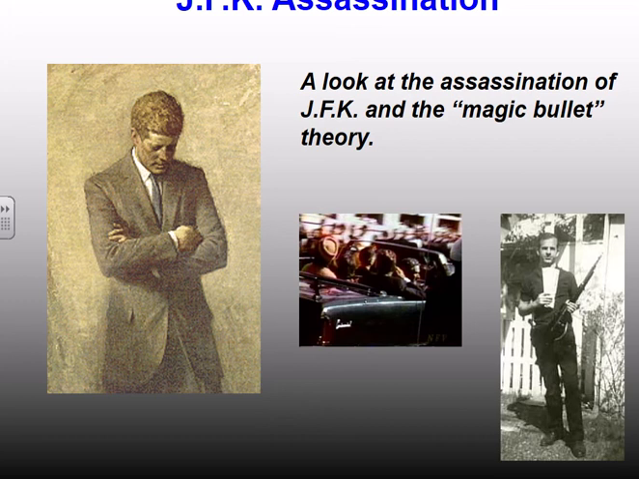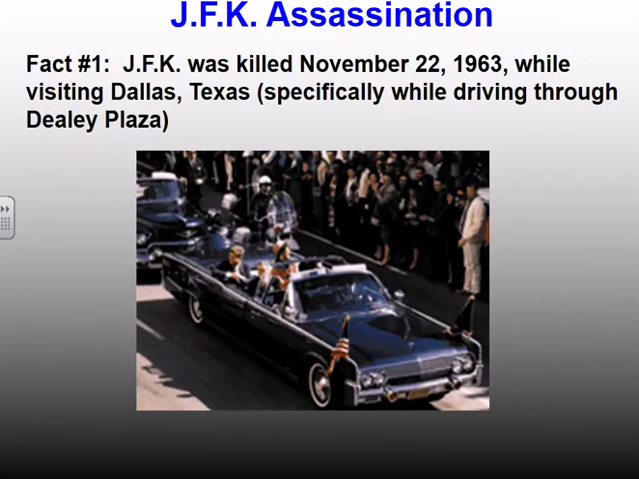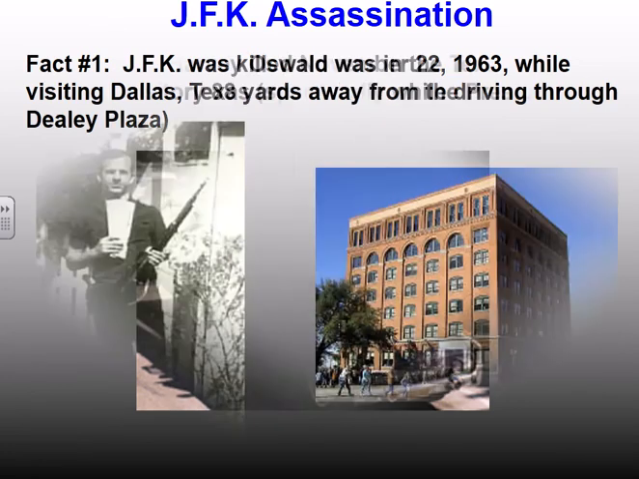So again, the magic bullet is basically trying to explain how three bullets, one of which entirely misses, can do all the damage that it does. But we're going to take a step back and say, let's look at what we know for a fact. We know JFK was killed November 22nd, 1963, while visiting Dallas, Texas, going through Dealey Plaza.